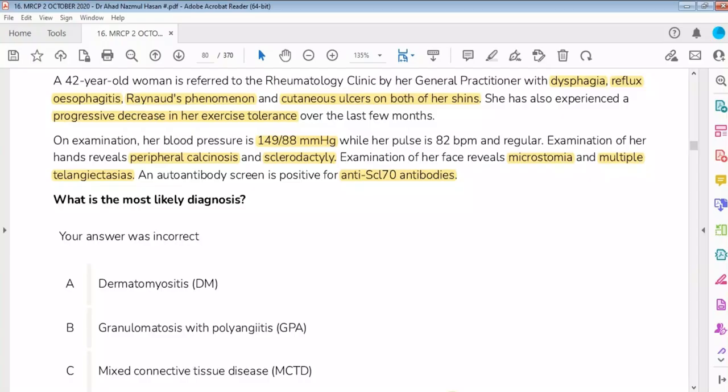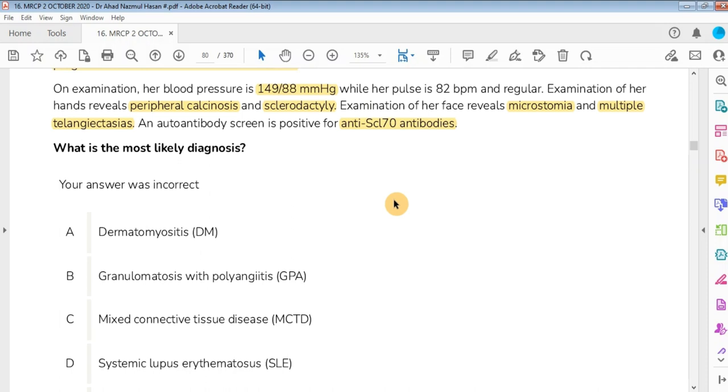So features of CREST plus anti-SCL70 antibodies point towards systemic sclerosis. Is this diffuse or is this cutaneous?